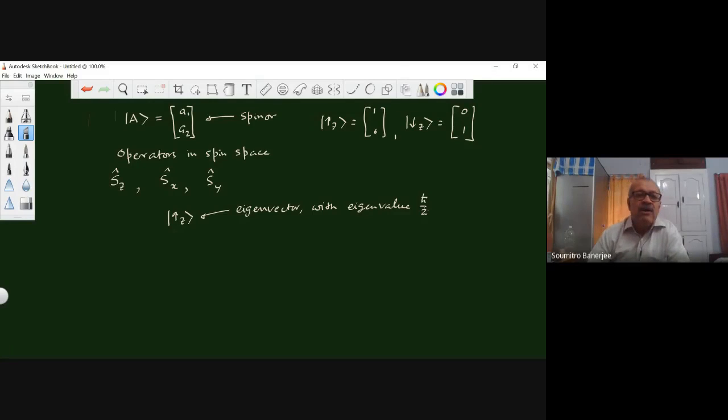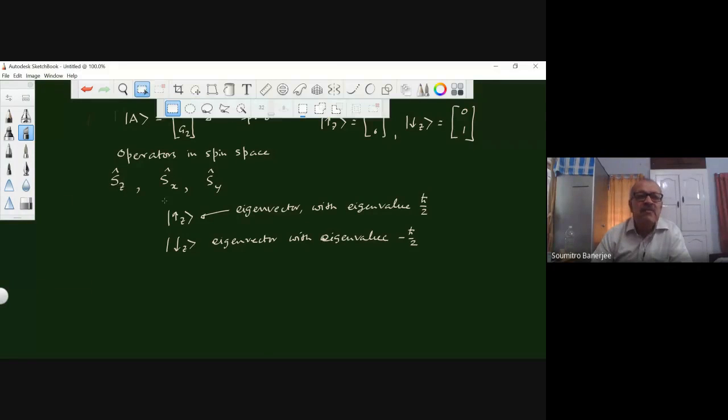And similarly, if you have something that is oriented downwards, that's also an eigenvector with eigenvalue minus h cross by 2. That means if it is prepared in this state, then with probability 1, all the atoms go to the upper spot. If it is prepared in this state, then with probability 1, all the silver atoms go to the lower spot. Okay. Now let me erase this and continue.